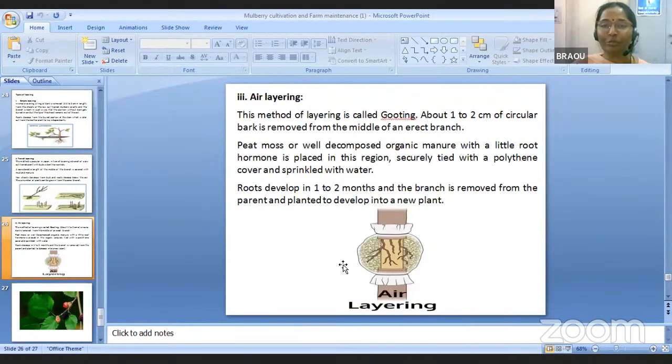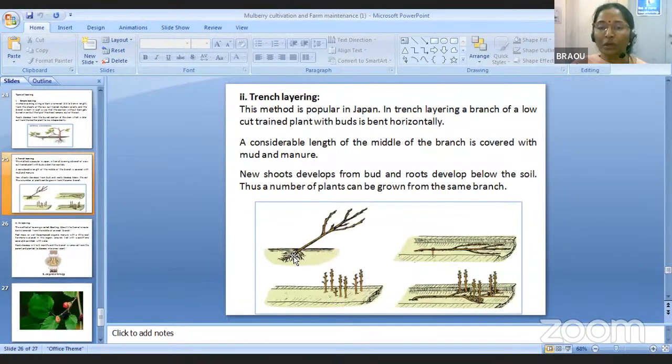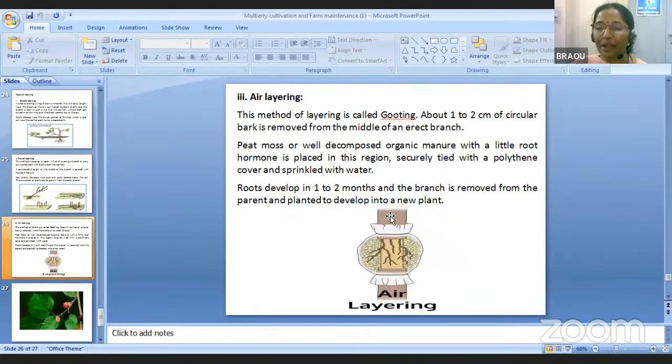Now coming to the last type of layering, air layering. So how are you going to propagate a plant by air layering? This method is also called the booting method. That is, about 1 to 2 centimeters of circular bark is removed from the middle of an erect branch. You have a branch, and you want to grow roots on it. The same way, from the branch, you make a cut, and 1 to 2 centimeters of circular bark is removed in the middle of the branch.